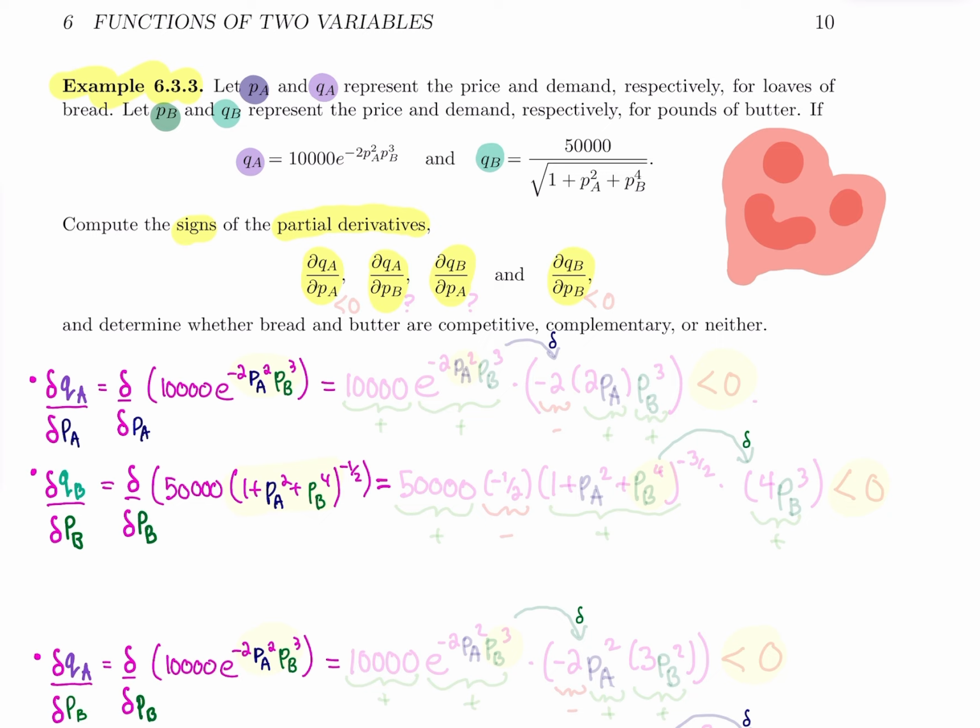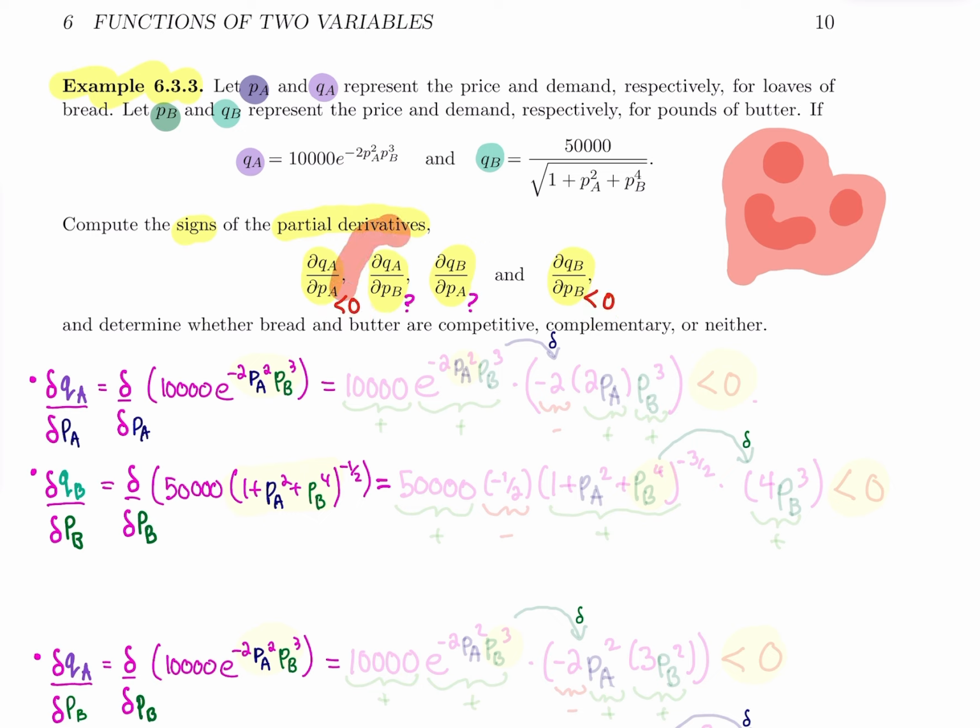The sign of the partial derivative of QA with respect to PA is always going to be negative, because of course, when you're focused on one product, if you raise the price of that one product, the demand will go down. And it's the same thing for the second product. If you raise the price of item B, you're going to get a decrease in demand. So we simply have to verify that the sign of those two partial derivatives is always negative.